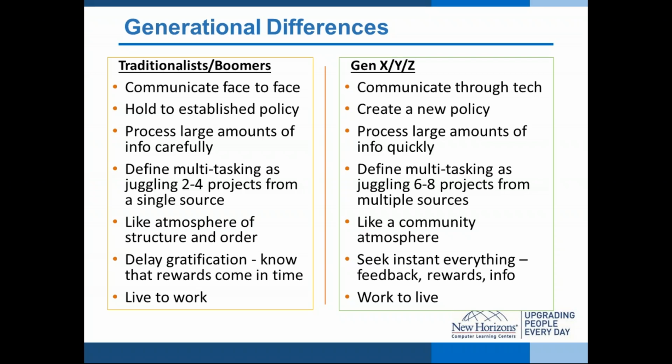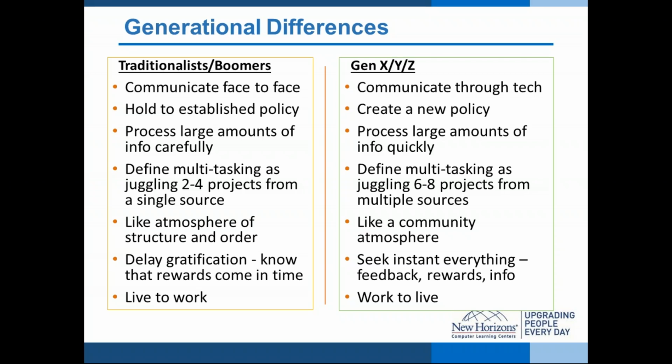So for example, traditionalists and boomers communicate face-to-face. Gen X, Y, and Z like to communicate through technology. Boomers and traditionalists hold to established policy. Gen X, Y, and Z create a new policy. One group processes large amounts of information carefully. Gen X, Y, and Z process large amounts of information very quickly. Boomers and traditionalists define multitasking as juggling 2 to 4 projects from a single source, whereas X, Y, and Z define multitasking as juggling 6 to 8 projects from multiple sources.